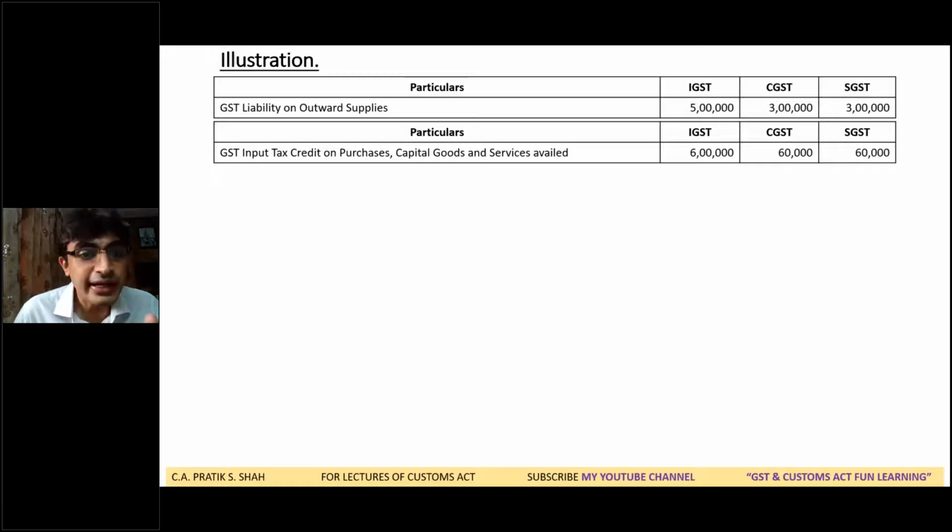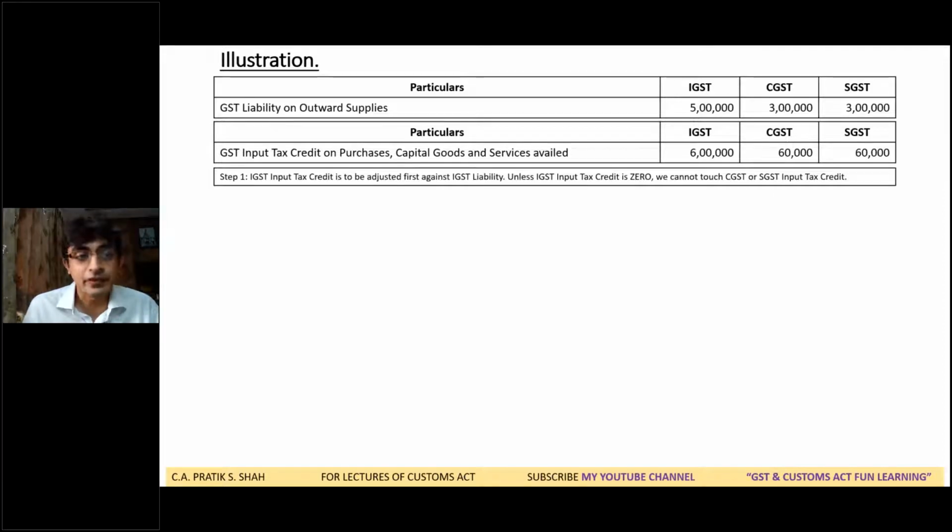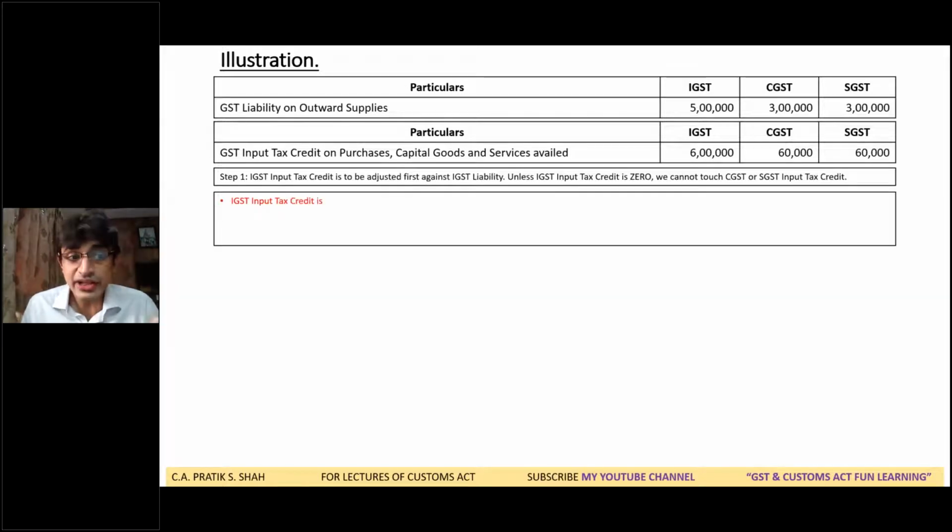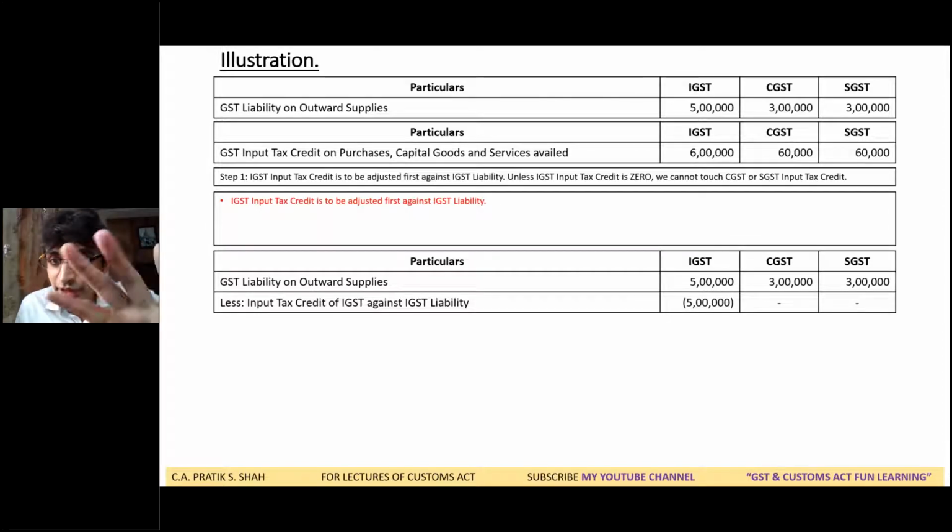Now, what did I tell you? Step number 1, India's ITC should become 0. In short, IGST ITC should become 0. See this. IGST ITC has to first become 0. India will first give to India. IGST ITC will first be utilized against IGST liability. So you have liability of 5 lakh, input tax credit of 6 lakh.